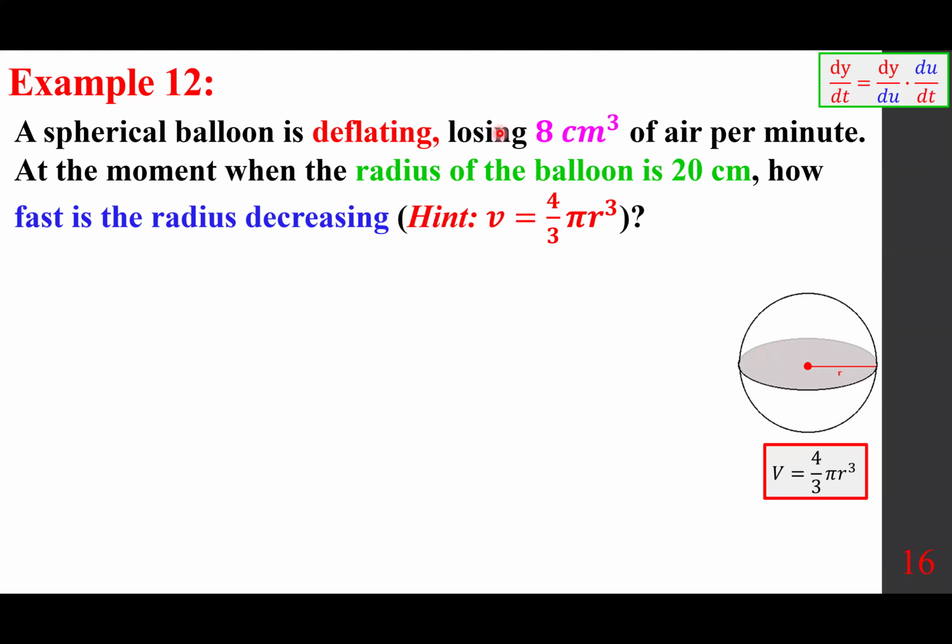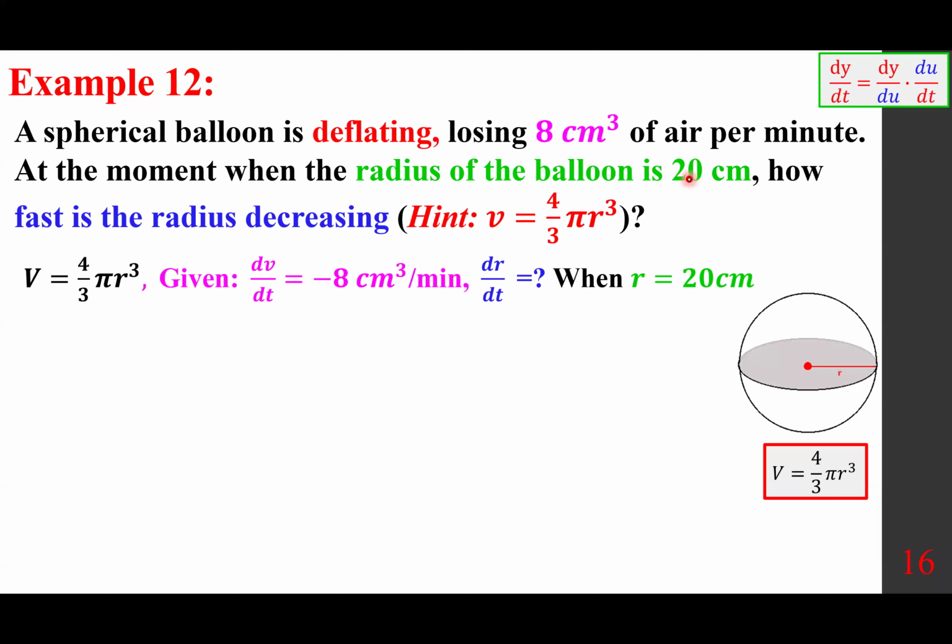So what is given? dV/dt is -8 cubic centimeters per minute. Even the units should help you see what you're dealing with. We want to see what's happening to the radius, that means dr/dt at the moment when the radius is 20 centimeters. So we are going to differentiate the volume with respect to t to get dV/dt.